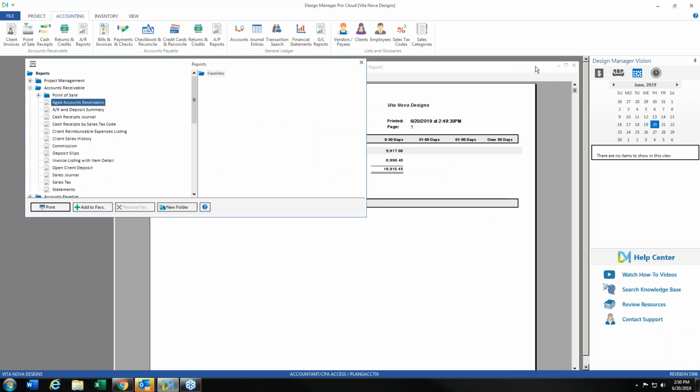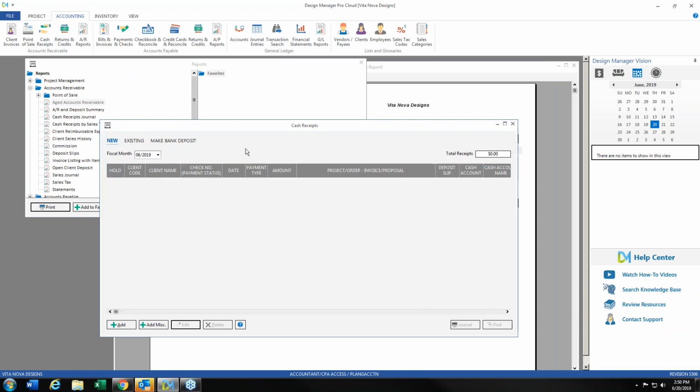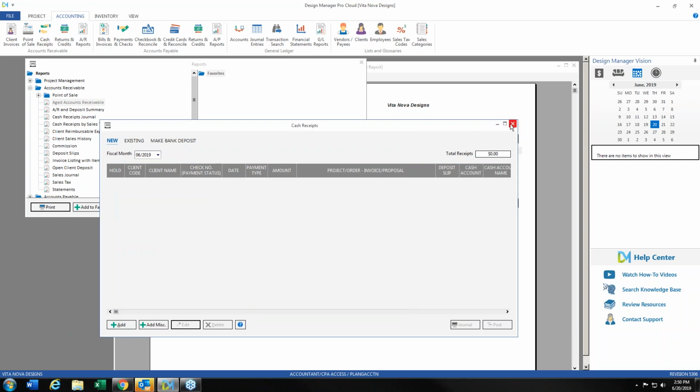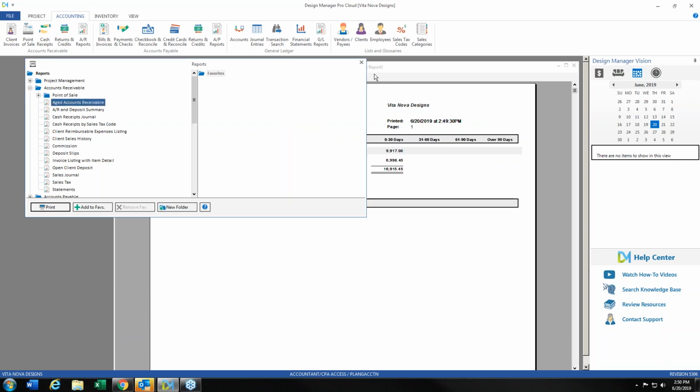I feel like a lot of people get confused with this, so just make sure that you're using a $0 amount and you're using the pencil to apply it. And I believe that's the same way of doing it on the other side too. And we can look at those reports as well.